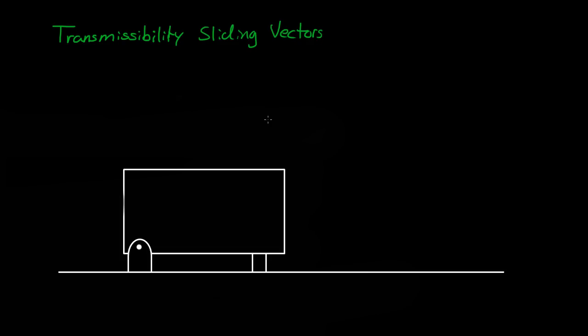This is a quick video on transmissibility and sliding vectors. Let's pretend we have a rope that has a mass of 0 grams. So the mass is 0 grams, or the object is massless. So let's say we attach a rope right here, and this rope doesn't stretch or anything. So we attach a rope and pretend this is a straight line.